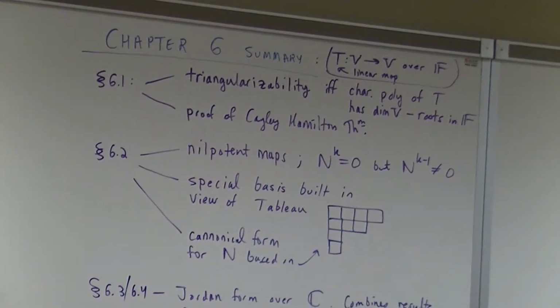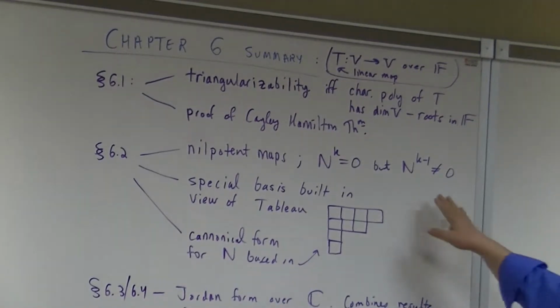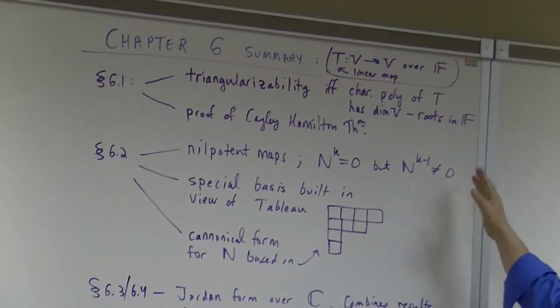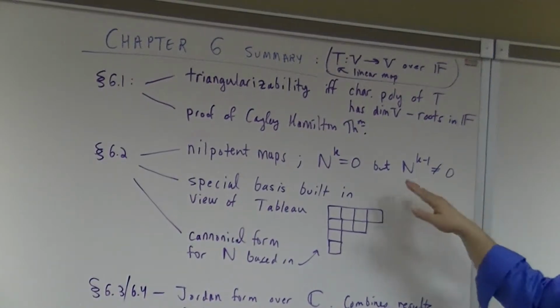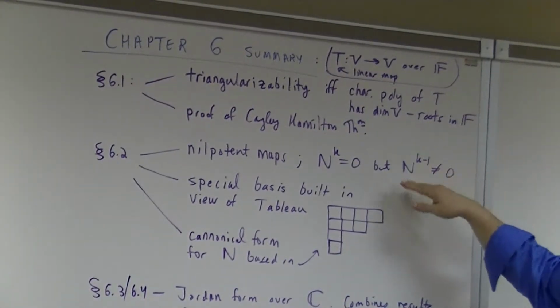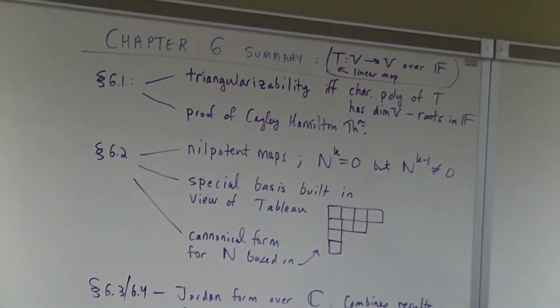It turns out you can build those from eigenvectors. You can find eigenvectors for n, and then there's a systematic way of building the basis for these nilpotent maps as described in section 6.2. I'm not going to try to do it all right now. There's a systematic way you can build these.